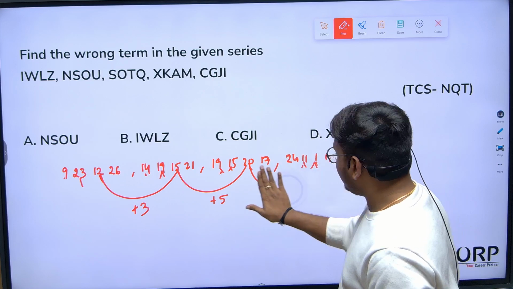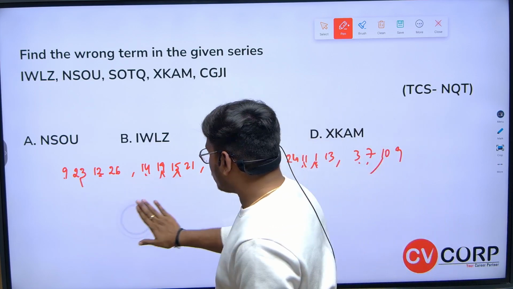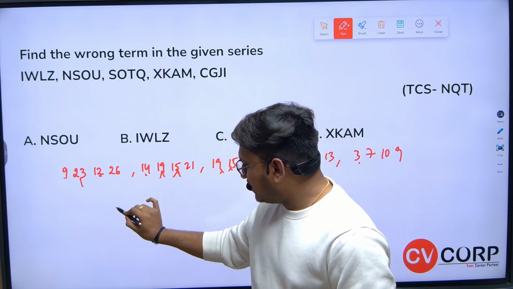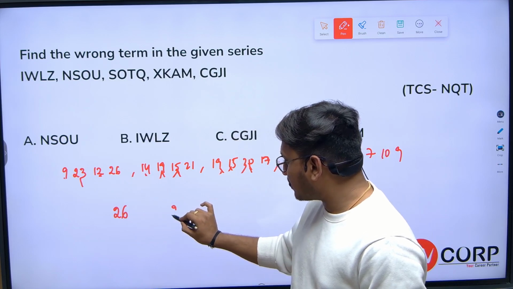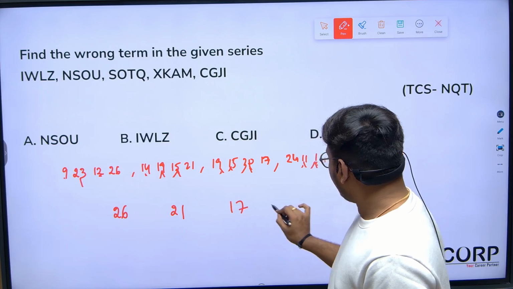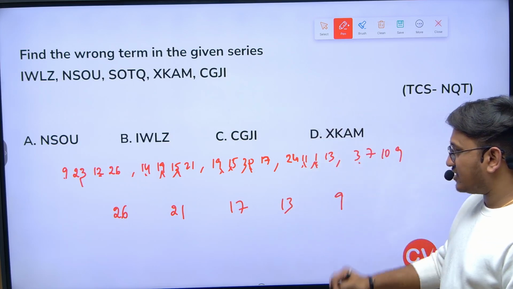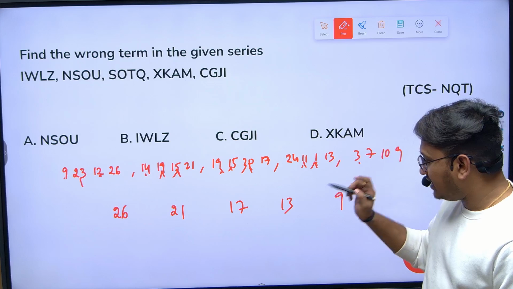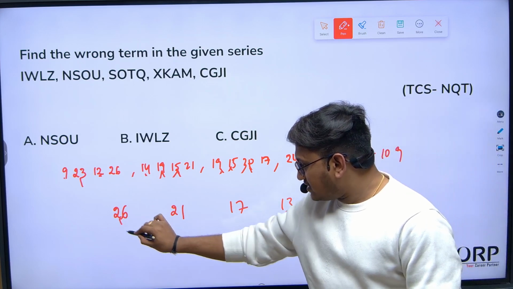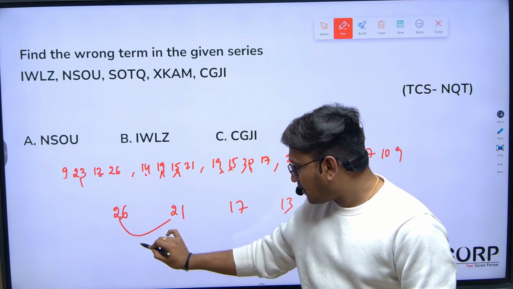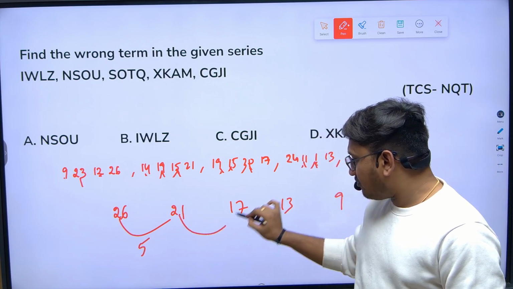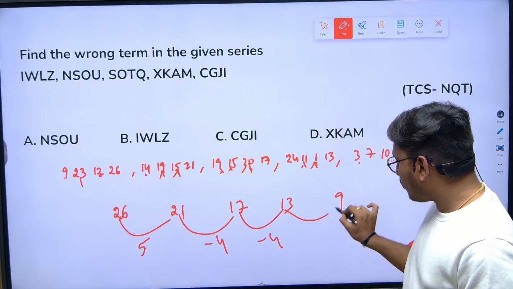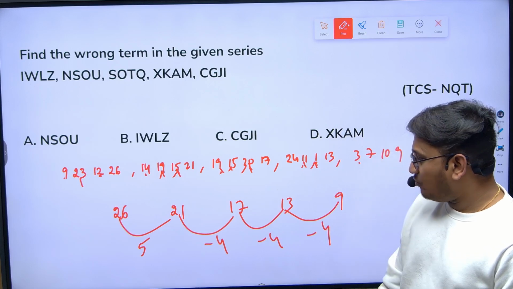Now the final check for the fourth letter. I'm writing the fourth letters separately so that you have a clearer idea. The last numbers of each set: 26, 21, 17, 13, 9. If you observe the differences, what's the difference? Minus 5. What's the difference? Minus 4. Minus 4. Minus 4. Now I hope you have observed.